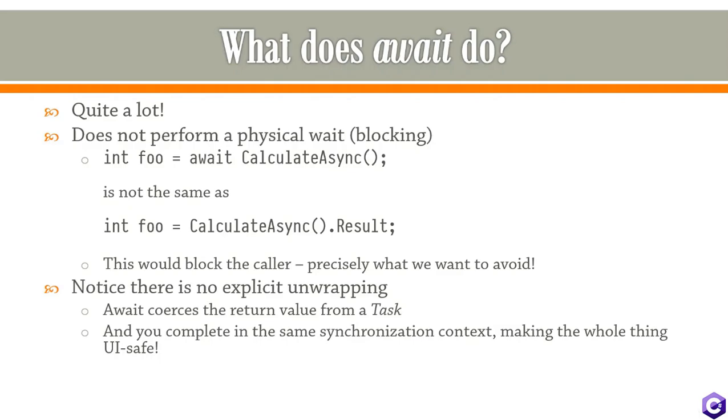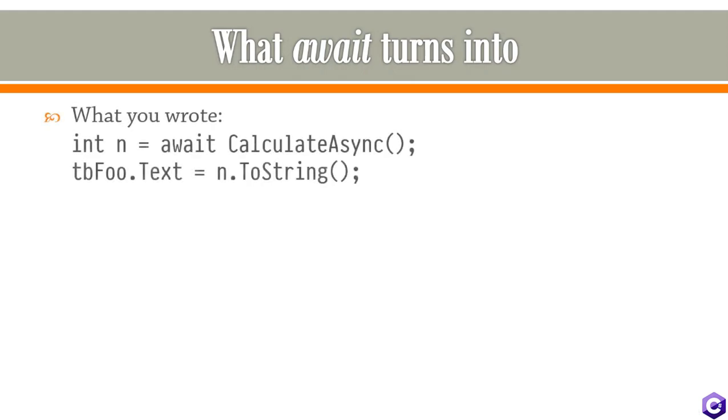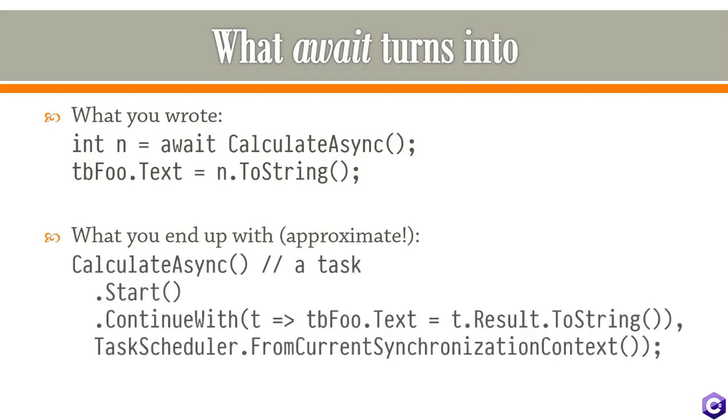So here is a very simplified, very silly illustration of what await actually turns into. Let's suppose you write something like the following. You await CalculateAsync, you get that value n, and then use that value to update a control on the UI thread. Obviously, that has to happen on a UI thread. So what you really end up with is something more or less like the following.